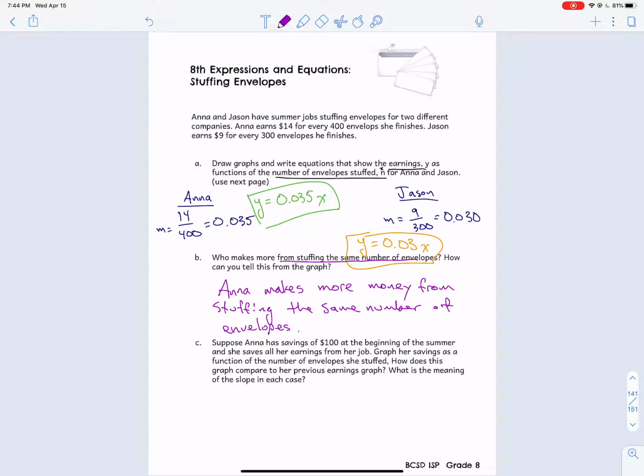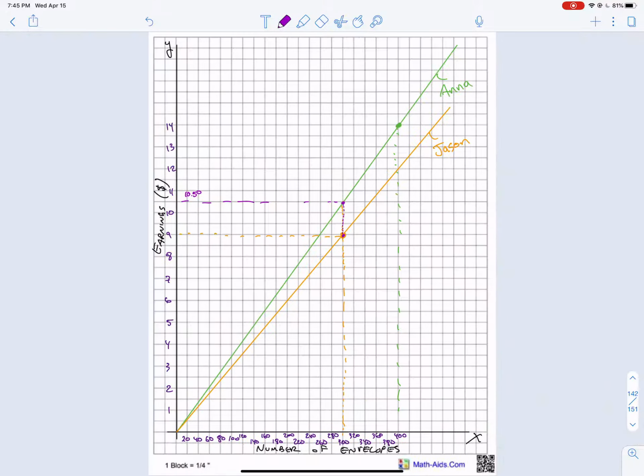Then how can you tell this from the graph? We could just say her slope is greater. So that would basically kind of push her amount. So imagine this point, and as her slope increases, it just keeps going up and up and up and up, and equating to more and more money.